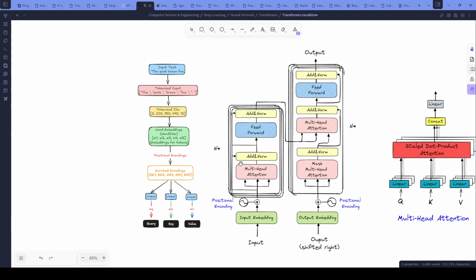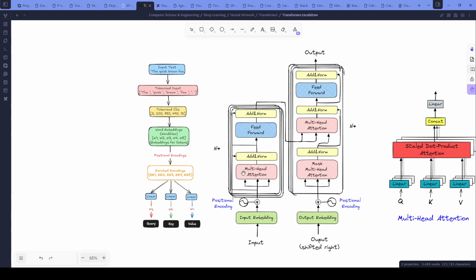After it enters the multi-head attention, it goes through a normalization process and a feed forward process, and from the feed forward network it goes to the multi-head attention of the decoder. And there are multiple layers, or multiple blocks, of encoder and multiple blocks of decoder.